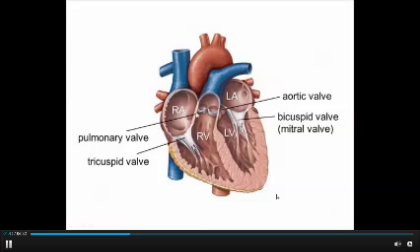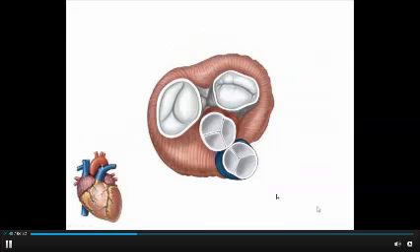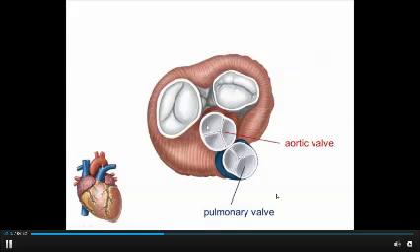They are all somewhat located in the same plane. So if I were to cut the heart like this, I would actually see all valves in the same plane. This is a cross-section through the heart. This would be anterior, this would be posterior. The most anterior structure on the heart is the pulmonary trunk, so this valve is the pulmonary valve. Right behind the pulmonary valve is the aorta, so this valve is the aortic valve.